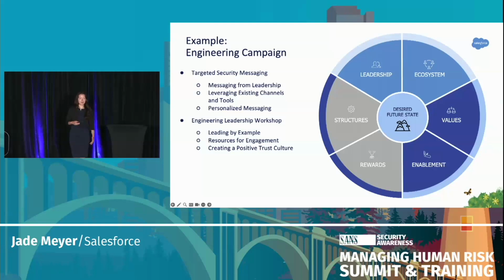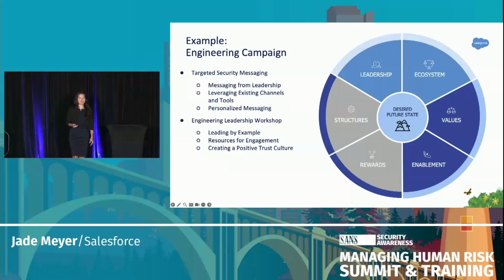Next up, in-person events. So for example, an engineering leadership workshop might be something helpful to do in this type of campaign. This would help you hit the values and enablement of the pie. So number one, leading by example, right? At Salesforce, we have our number one value of trust. We would probably aspire to integrate that into our approach when going up to these leaders and having them bring that same value down to their teams.